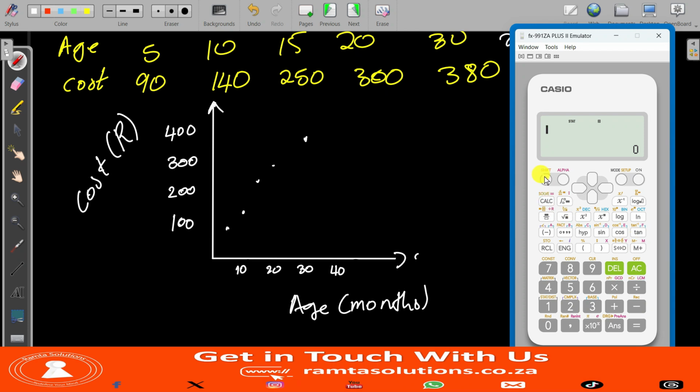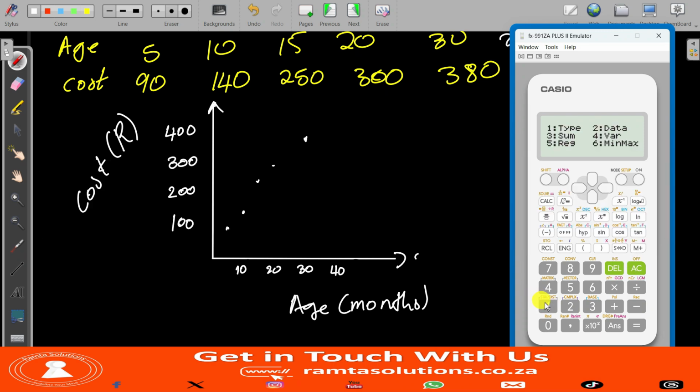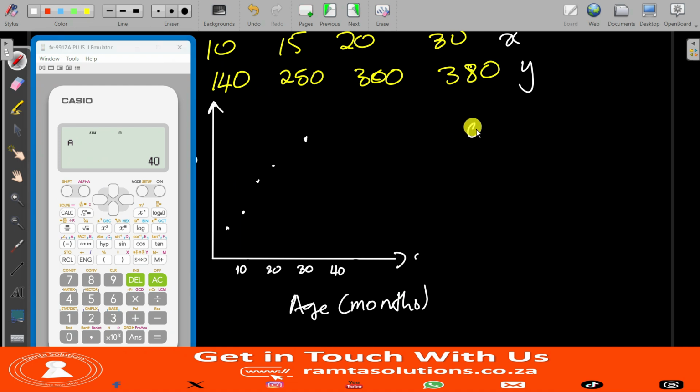Now we're going to find the value of A. So you're going to press shift 1. We are looking for regression, so we're going to go to 5. This is regression. We go to 5. Then what is the value of A? Directly, the value of A, you press 1 and then equal to. Let me move this here. Now we found the value of A to be 40.